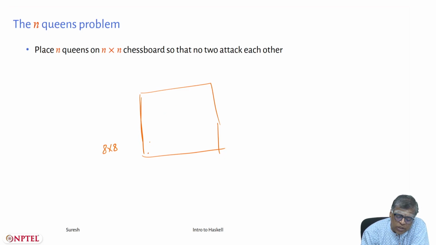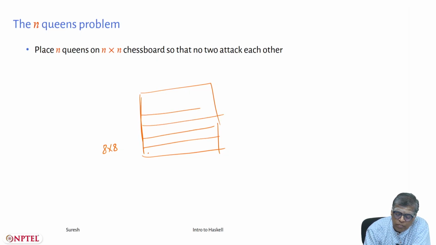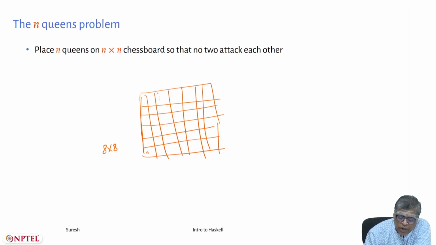Suppose you place the first queen here. Then you cannot place the queen in the next row either here or here, so you have to place it here. And now for the third queen, where can you place it? You cannot place it here or here, because this queen attacks that, this queen attacks this. So you have to go all the way here. So here is one queen, here is another queen, here is a third queen.